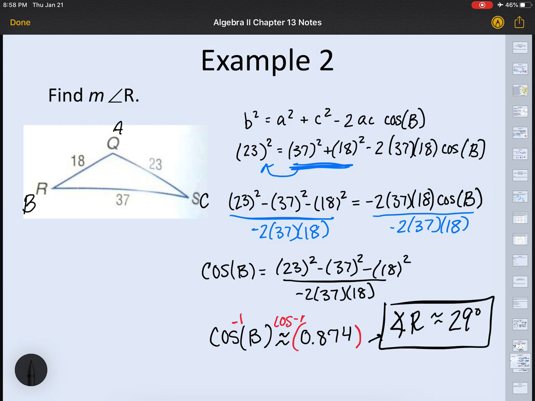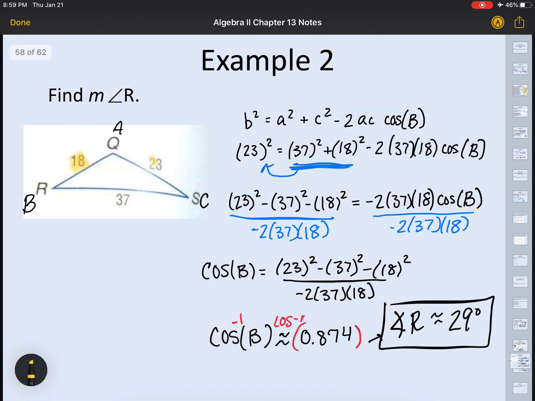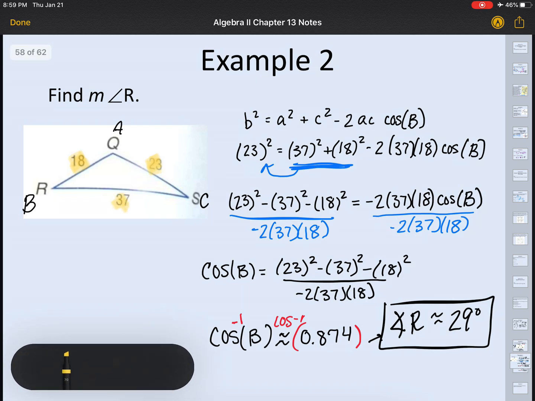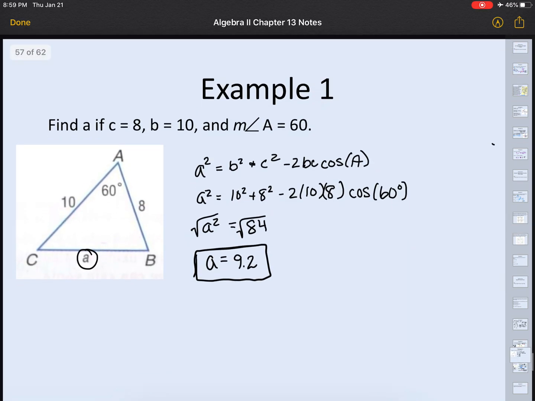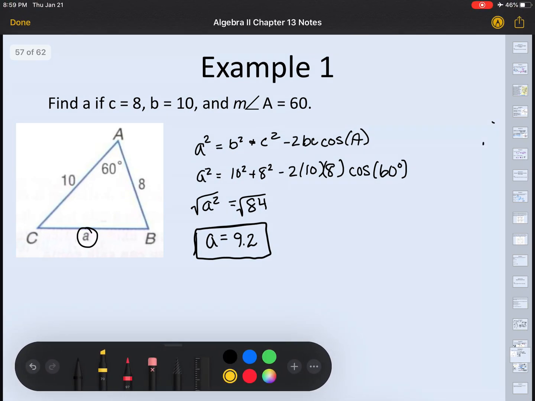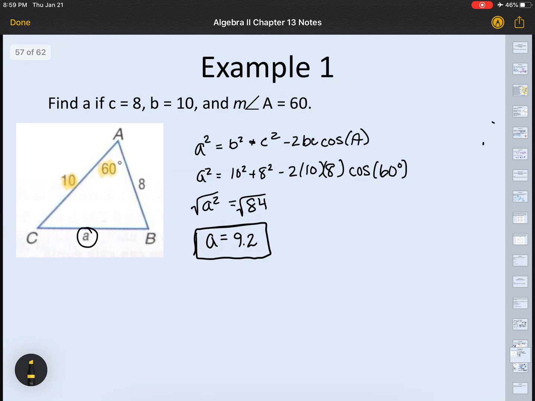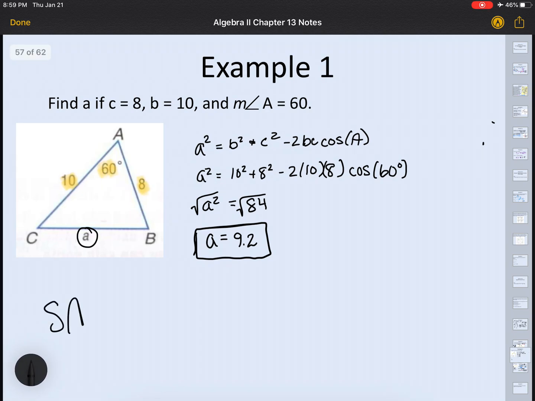So in this second one here, I had 3 sides, the 18, the 23, and the 37. So that was a side, side, side triangle. And if you notice back up here in our first example, we had a side angle side. Okay, side angle side.